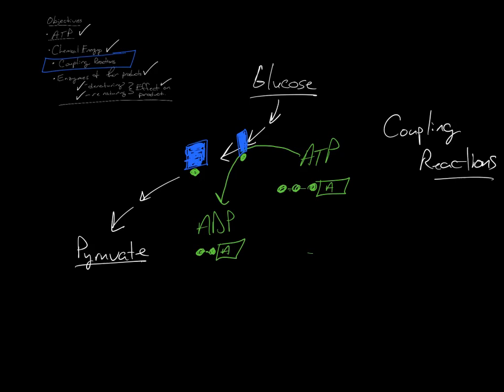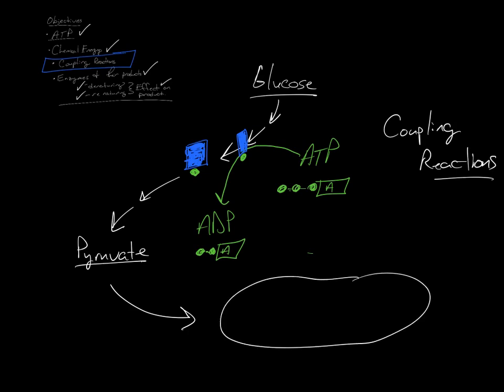So pyruvate is a 3-carbon molecule that then goes into the mitochondria. In the mitochondria, you break it down further, and that's where you start producing CO2. And you produce a lot of ATP, and there are all kinds of other things that happen. We're not going to go into much of the detail, but we're going to outline it, and then we're going to move on. Are we clear?